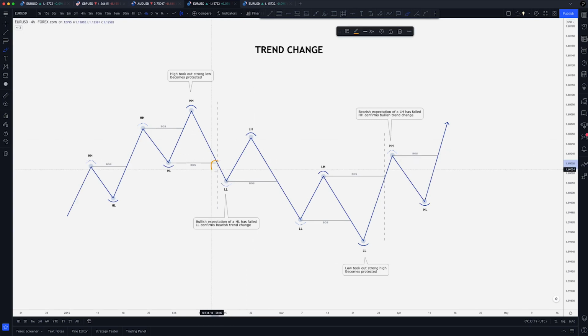Now, for me personally, I don't need that much confirmation. The way I keep my trading super simple is the moment we get that lower low, that swing lower low, that for me is a trend change. And now I am looking for that lower high to form to continue that bearish move, okay?